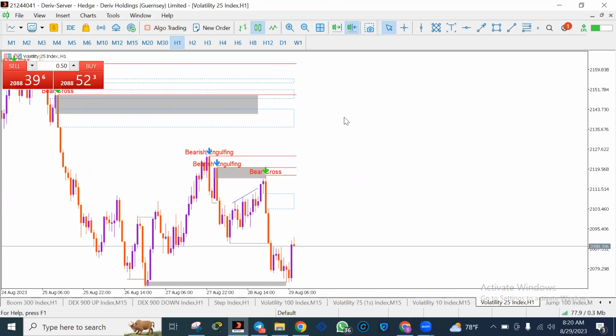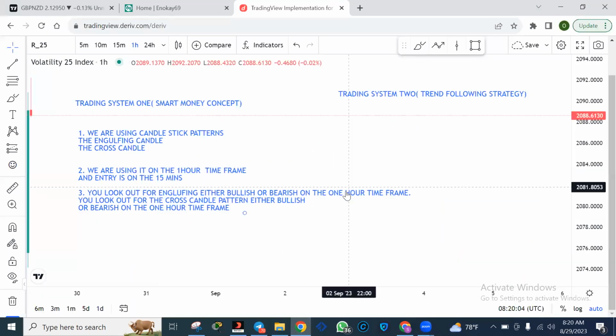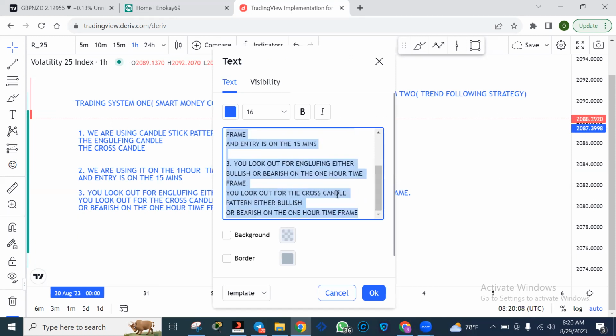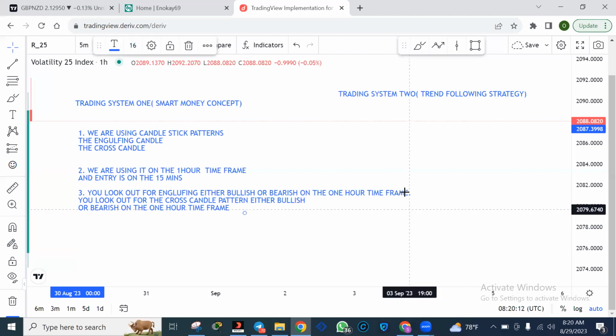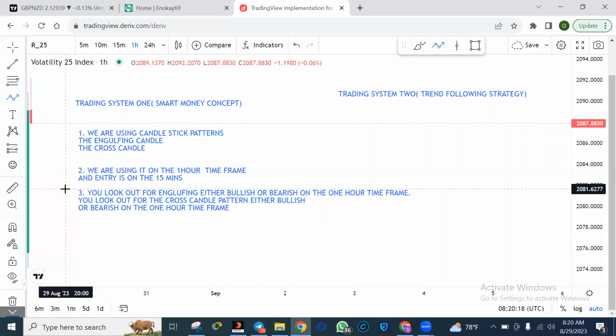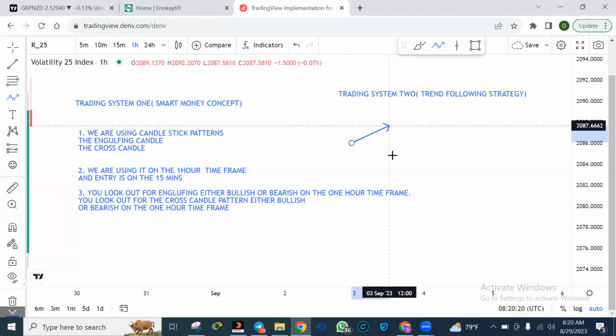The only thing you might be doing is marking break of structures. I believe almost everybody here knows that. When you mark break of structure, that's the first thing you look at. But for this trading strategy, it's not really important.